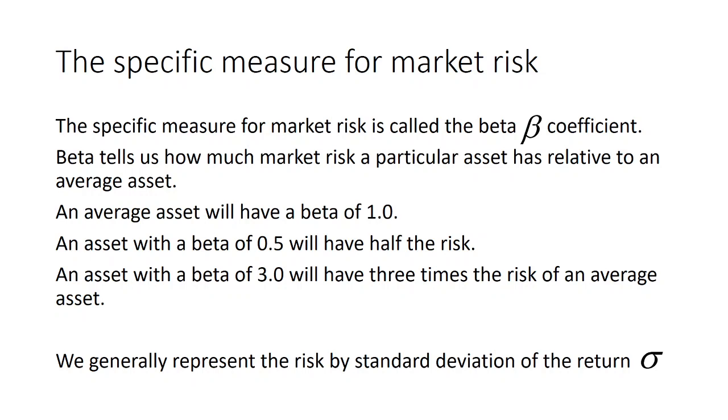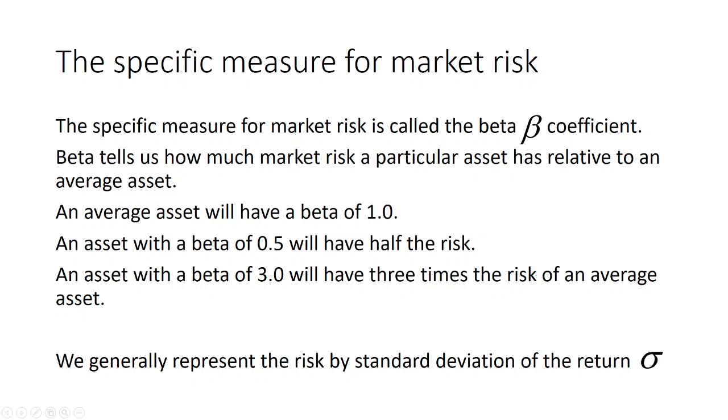The specific measure for market risk is often called the beta, or the beta coefficient. And beta tells us how much market risk a particular asset has relative to an average asset. An average asset will have a beta of 1. An asset with a beta of 0.5 will have half the risk. A beta of 3 will have 3 times the risk of the average asset, with the idea that if the stock market goes up, you should see a 3 times higher return. If the stock market goes down, it might mean you have 3 times the loss.